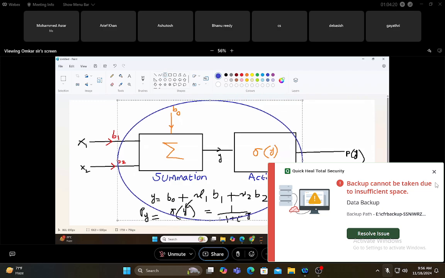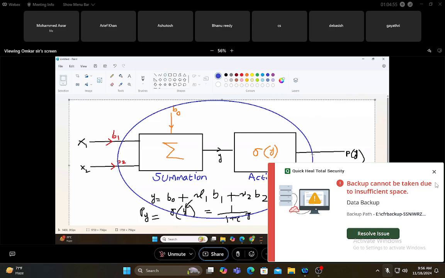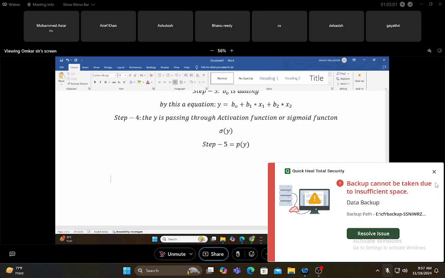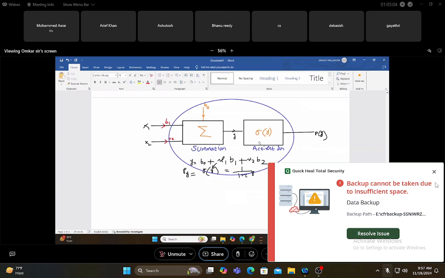This summation and activation, whatever we are seeing here, is called a neuron. The entire operation is called a neuron, shown as a round box. Inside the round box there is summation and activation. 90% of people don't know this. What is happening inside the neuron? Summation plus activation.